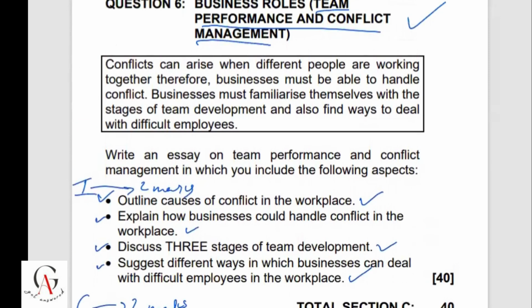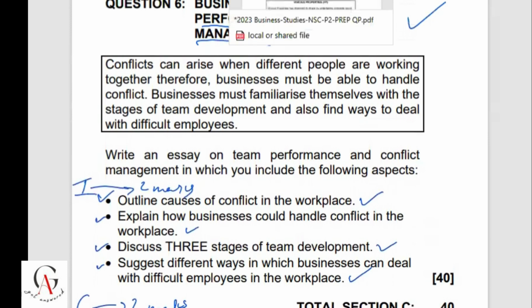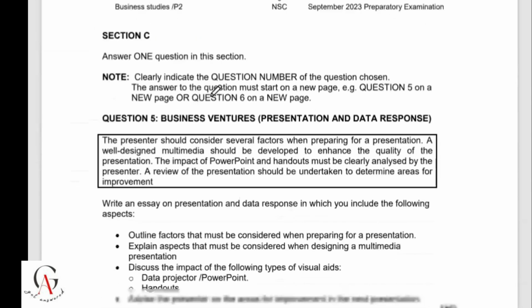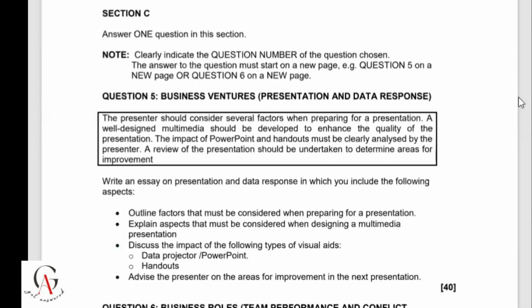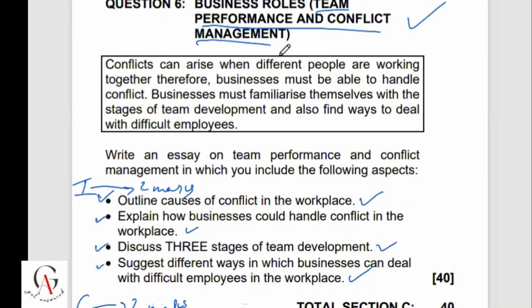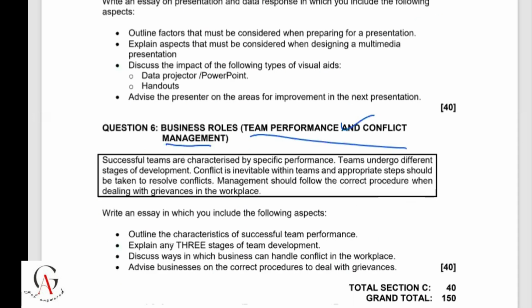Okay, right. So now grade 12, at this juncture, we are actually done with question 6 in this paper. So now let's focus on section C and the other paper. Section C under this paper is in line with presentation and data response, while question 6 is in line with team performance and conflict management. I think question 6 is more or less the same as the previous question that we dealt with.